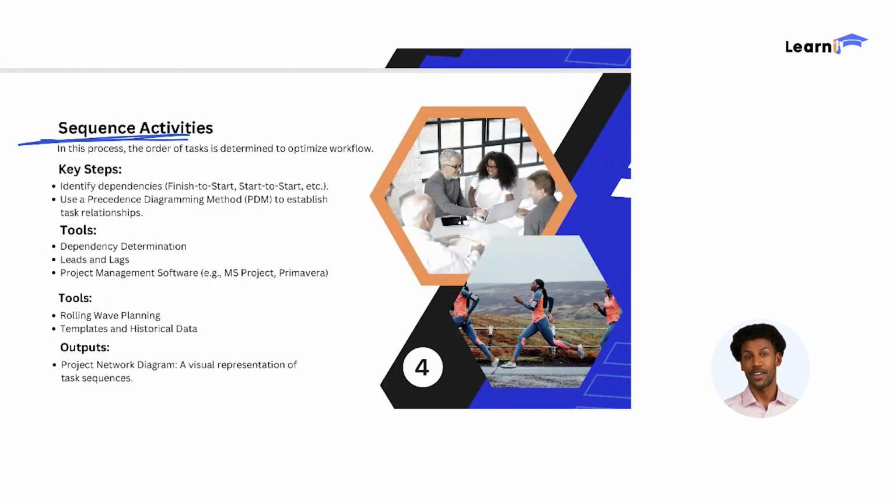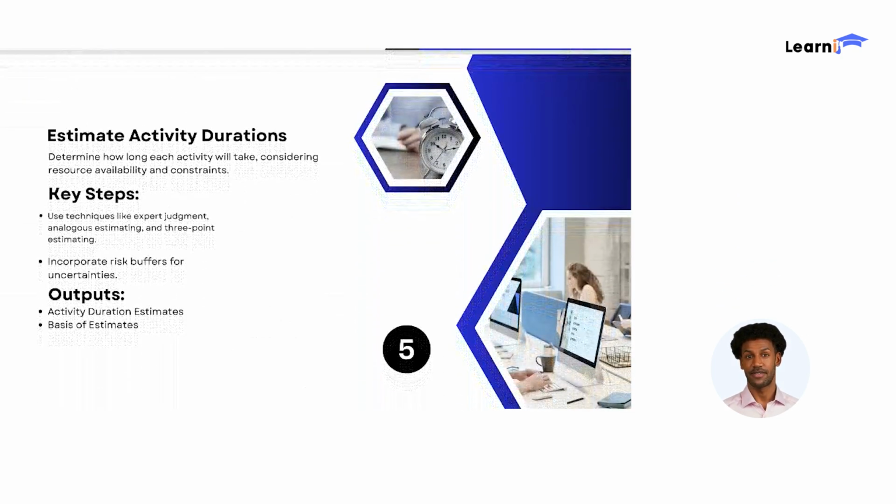Okay, now let's talk about sequence activities. This is where you figure out the order of tasks to optimize your workflow. Key steps include identifying dependencies. For example, Task A might need to finish before Task B can start. Using the precedence diagramming method, or PDM, to establish relationships. Tools like project management software can really help here. And at the end, you'll have a project network diagram showing the sequence of tasks.